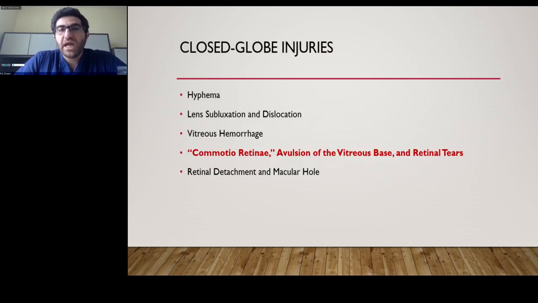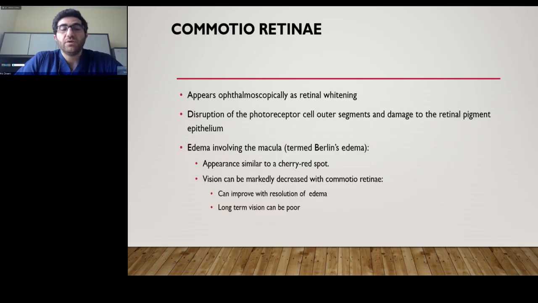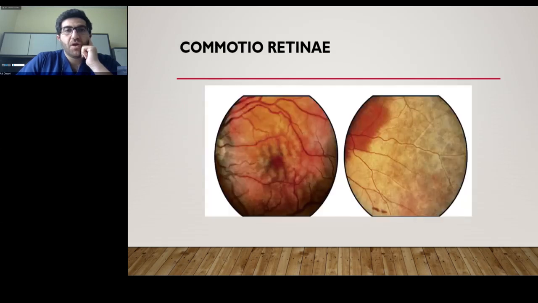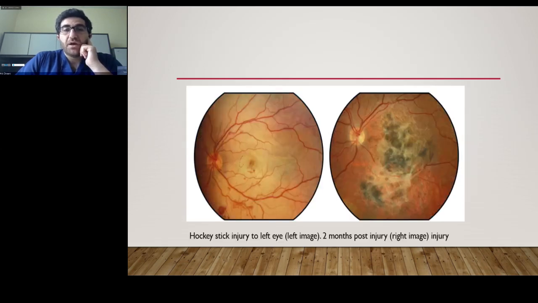Commotio retinae, avulsion of the vitreous base, and retinal tears, I will pass quickly. We should, as I said, examine the patient after a blunt trauma. I do not recommend laser for commotio retinae unless there is a tear associated with it. Sometimes an epiretinal membrane or pucker can develop later after the commotio retinae. Unfortunately, it's very difficult to treat these patients, and visual acuity will be very limited.